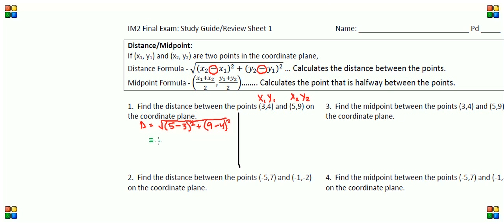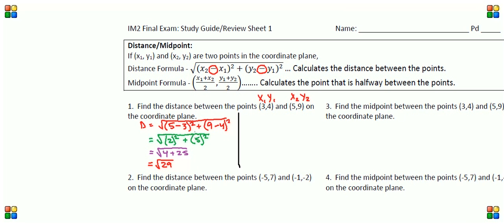Simplify this. The next step, we're going to combine the numbers in parentheses. 5 minus 3 is 2, so it's going to be 2 squared, plus 9 minus 4 is 5, that's going to be squared. Let's do our squares. 2 squared is 4, plus 5 squared is 25. We'll add those together, and we end up with an answer of the square root of 29. Now that is our exact answer, and that is a correct answer in this case.